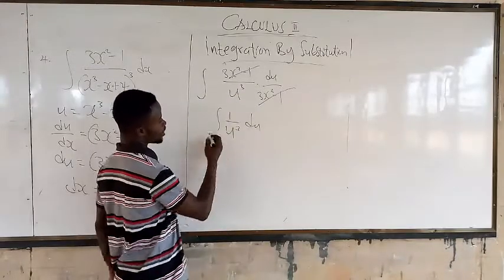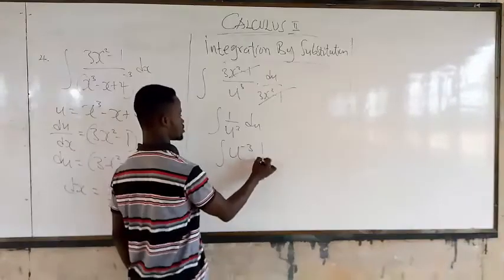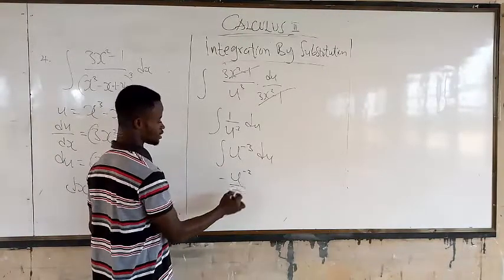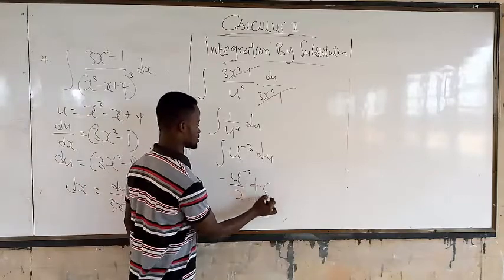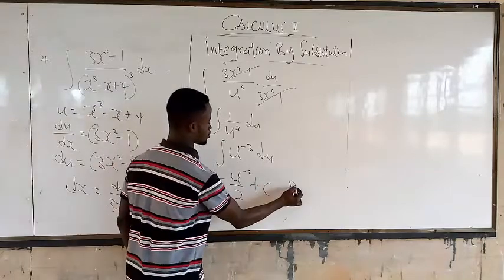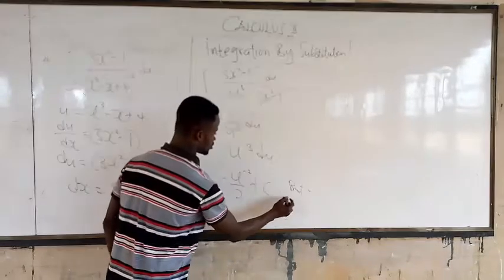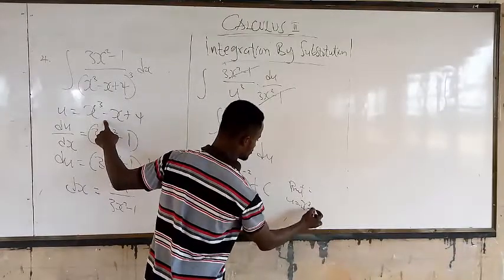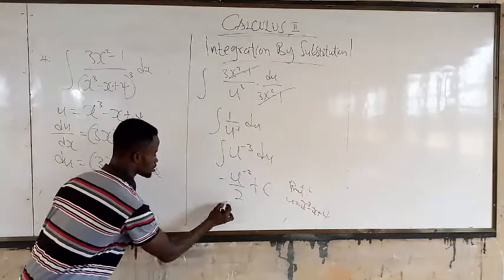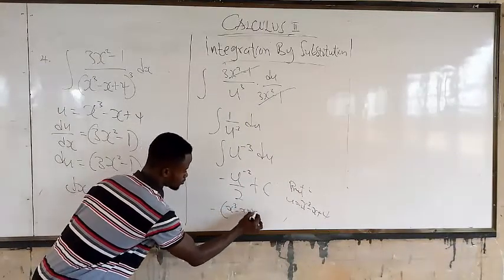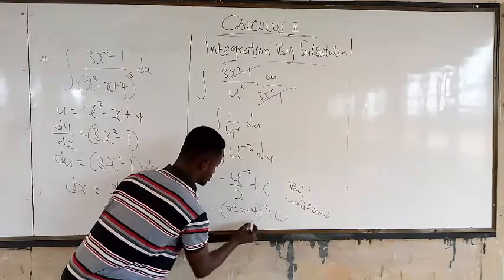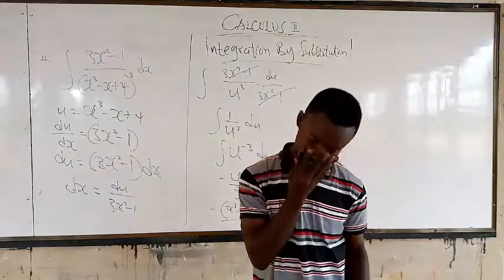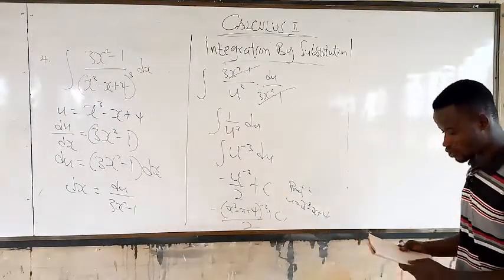So now we can write this as u to the power minus 3 du. When you integrate this, you add 1 to the power, then you divide by the new power, plus c. But u is s to the power 3 minus s plus 4. So by substitution, the answer is negative 1 over 2 times (s to the power 3 minus s plus 4) squared, plus c. Simple. Alright, let's go to our next question.